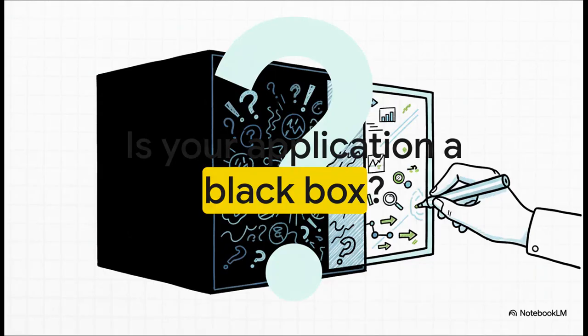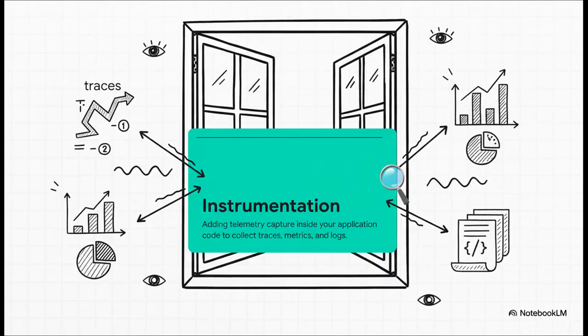You've been there, right? Your application is up and running, people are using it, but when something goes wrong, it just feels like a complete black box. You know there's a problem, but you have no earthly idea where to even begin looking. It's super frustrating. What if you could just install a window into that box? Well, that window has a name: instrumentation. This is the absolute key that unlocks everything.